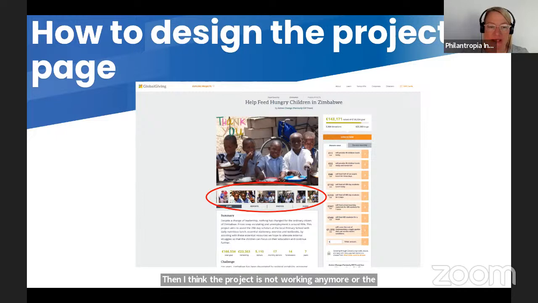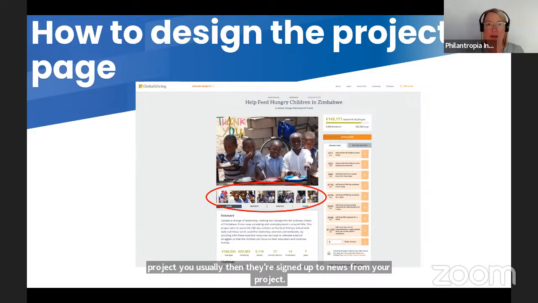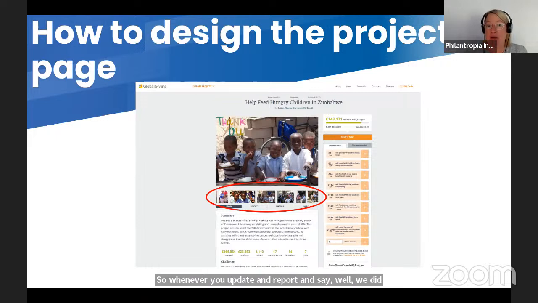So always update whenever something happens. Say, okay, today we had a meeting, here's some pictures. Today we distributed this and that, here's some pictures. Always report and thank people and make sure that they understand how the project is running and what's happening. So this section is crucial, especially if you want to retain donors, because if someone donated to your project, usually then they're signed up to news from your project. So whenever you update and report and say, well, we did this, we did that, we had this event, they get an email and they get reminded of your project. And if they like what they see, they might donate again. So it's a very, very powerful tool that you have there, but you have to use it.